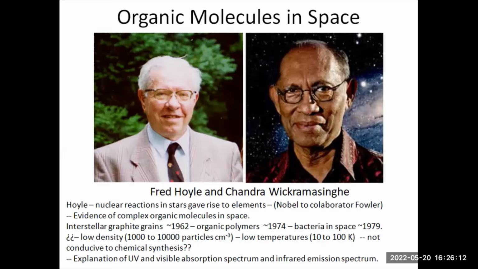But anyway, Fred and Chandra were the first to postulate and the first to discover evidence of complex organic molecules in space. They first entertained the idea that those molecules were graphite grains, so carbon grains, like little sand particles made of carbon. And they put that forward in 1962 in a paper. But later they developed that into what they were finding in space through the infrared emission lines and also the absorption spectra, absorption in the UV and visible, were in fact organic polymers. And that paper was published in 1974.